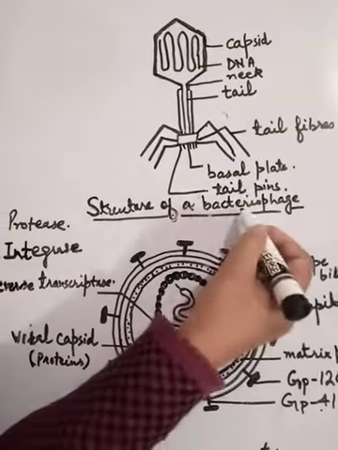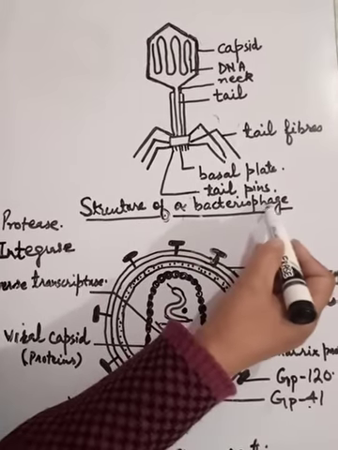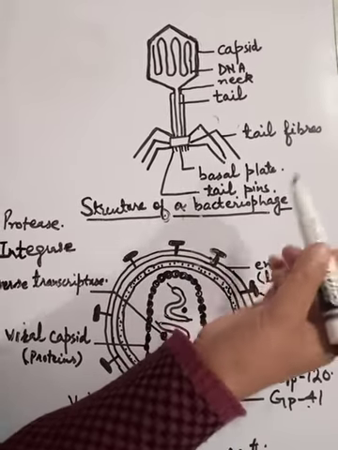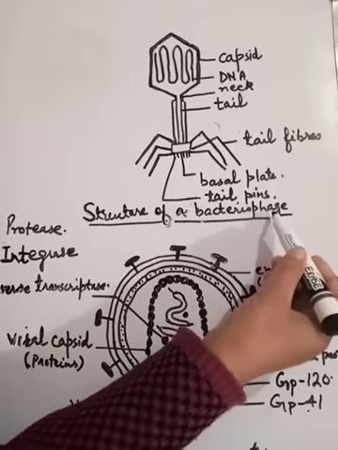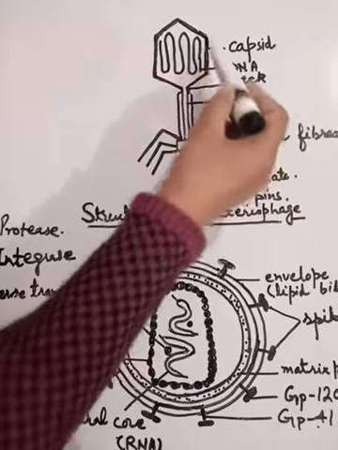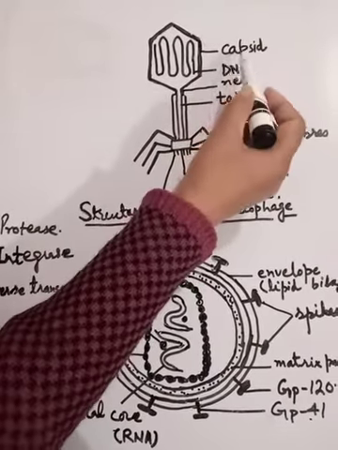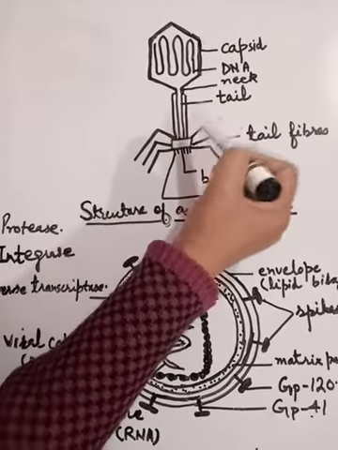Now why do we call it bacteriophage? It is called so because it is a bacteria eater virus, or it attacks on bacteria. Student, it is tadpole in shape. Simply it can be called as what? Phage virus. It consists of three parts: head, neck and tail.